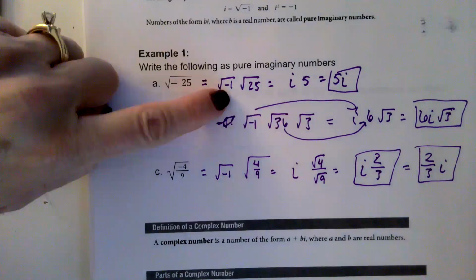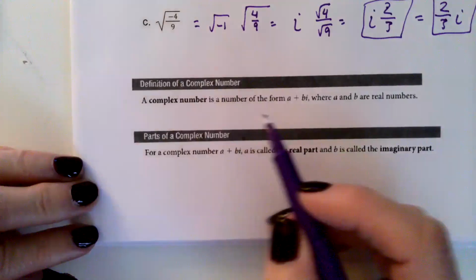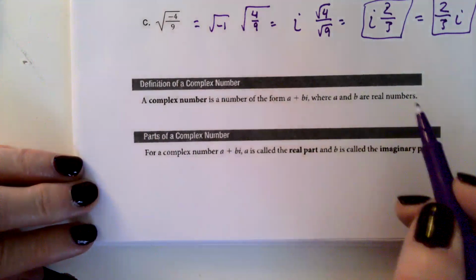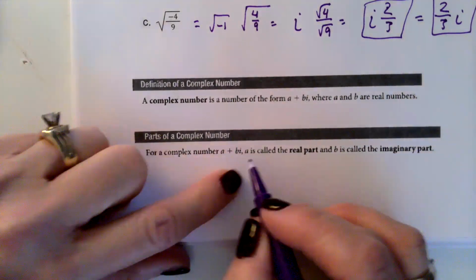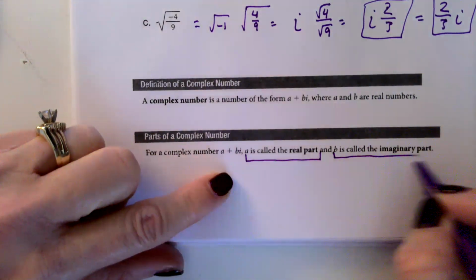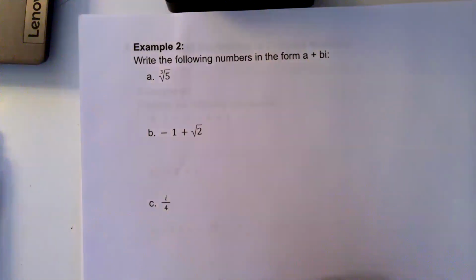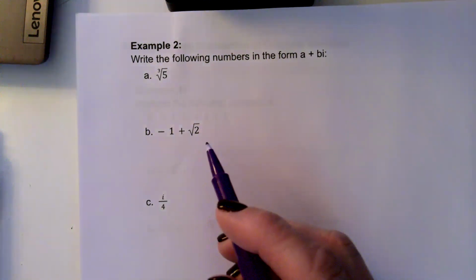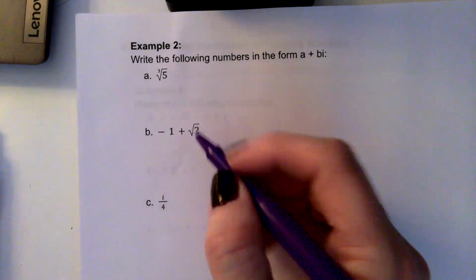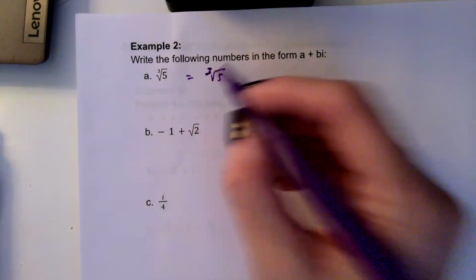Now, extending beyond pure imaginary numbers, we get something called a complex number. A complex number is a number of the form a plus bi, where a and b are real numbers. The a is the real part of the complex number, and b is the pure imaginary part. So let's practice writing some of these. We have the cube root of 5, and that is simply the cube root of 5, because there is no imaginary part.